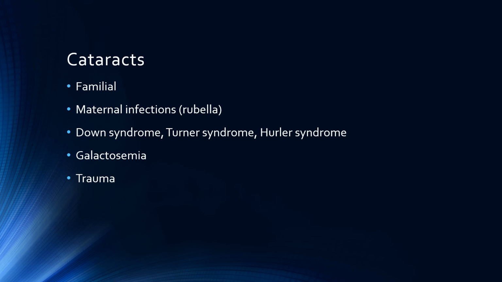Cataracts can be familial. They can be from maternal infections, especially rubella. Cataracts are associated with Down syndrome, Turner syndrome, and Hurler syndrome. They're also associated with galactosemia and can be seen in cases of trauma as well.